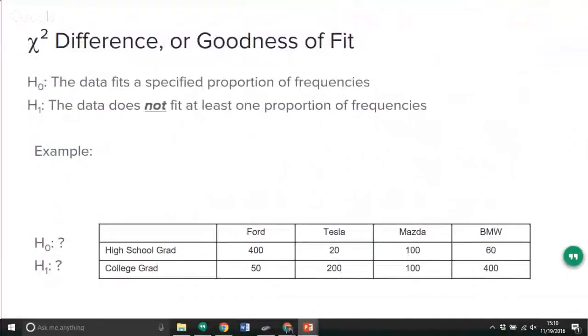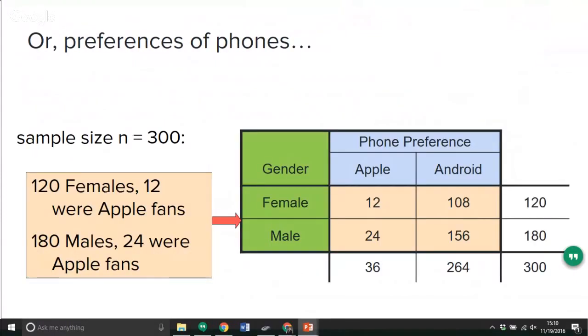All right, so we talked about the proportion of frequencies. Now let's look at some preferences of phones. If we sampled 300 people, we find that 12 women like Apple, 108 women like Android, 24 men like Apple, 156 like Android. And you can see that the rows calculate out, the columns calculate out. And so there we have what we call the cross tabulation table.